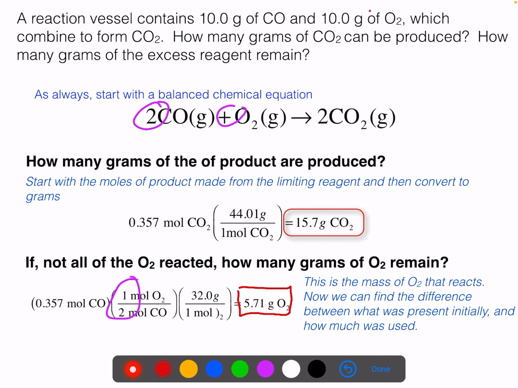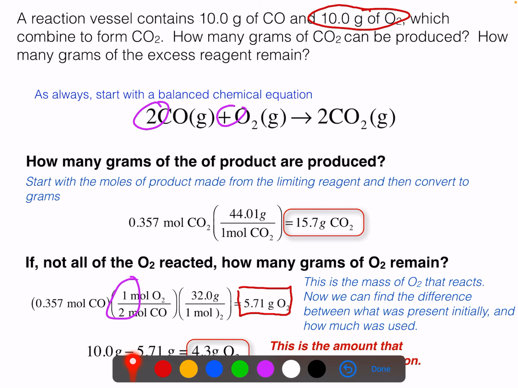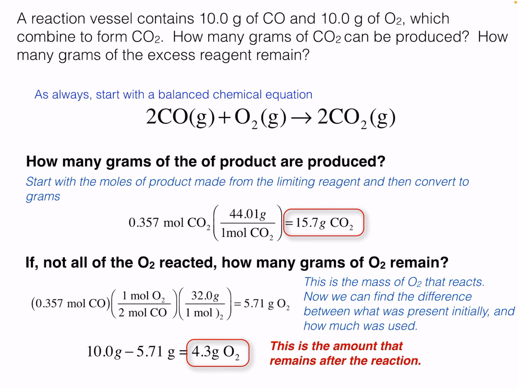Now notice, we started with 10 grams, we reacted 5.71 grams. So if we want to figure out how many grams remain, we just subtract the two. And we find out that 10 minus 5.71, we have 4.3 grams of oxygen left.